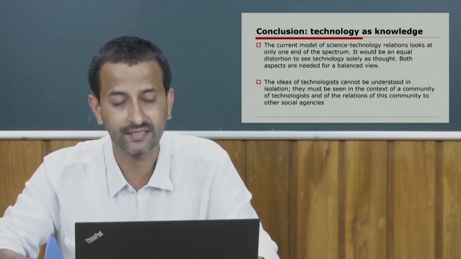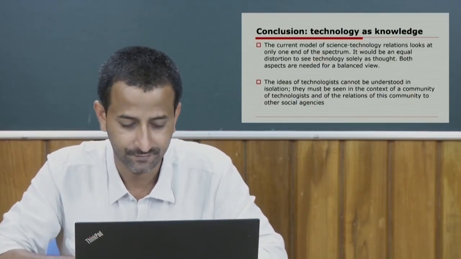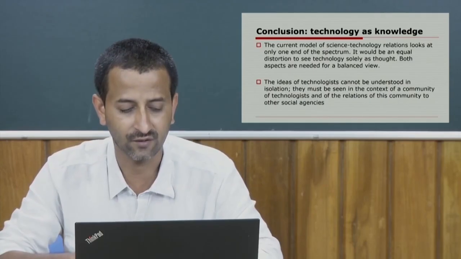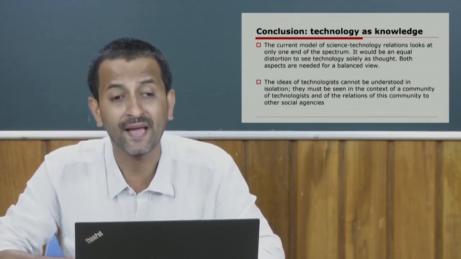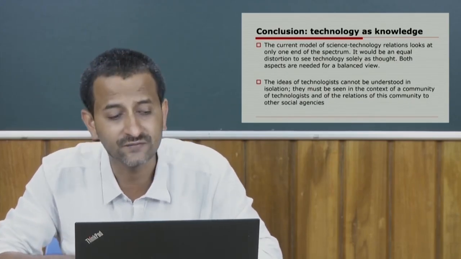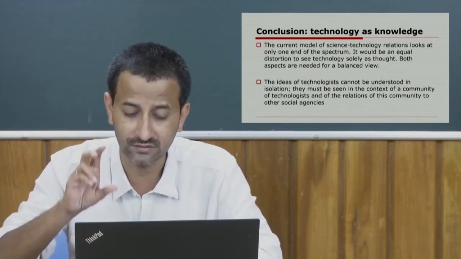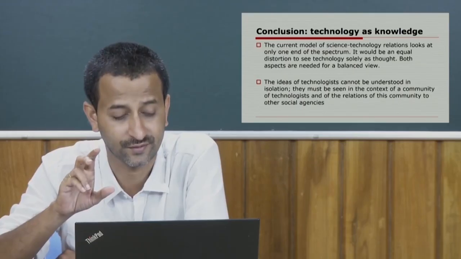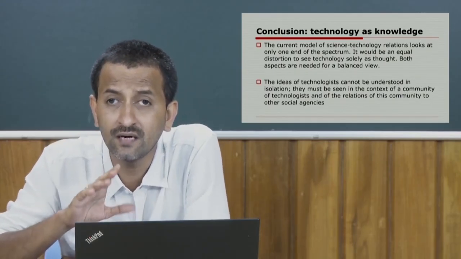In either case, the ideas of technologists cannot be understood in isolation. They must be seen in the context of a community of technologists and of the relations of this community to other social agencies. Paradoxically, a concern for knowledge serves to emphasize the importance of social history for the history of technology. Okay?